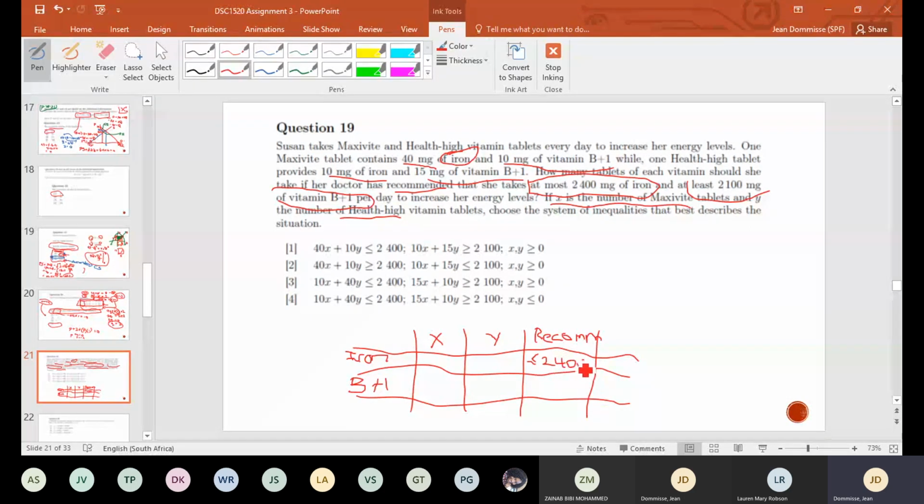Remember, at most means smaller or equal to, she can't take more than that, and at least 2,100. So at least means she must take 2,100 or more. Okay, so that is those two. Let's look at the first option. 40 of iron, so it's basically 40x. And with that 40x, she needs to take 10 of B1.